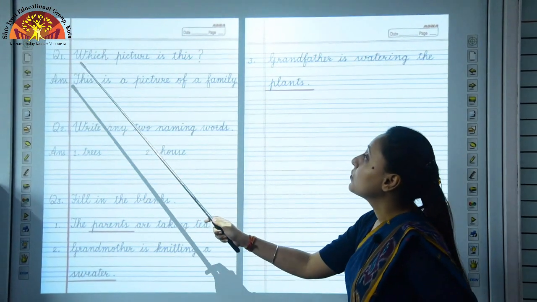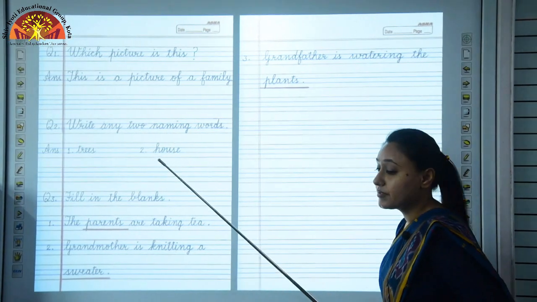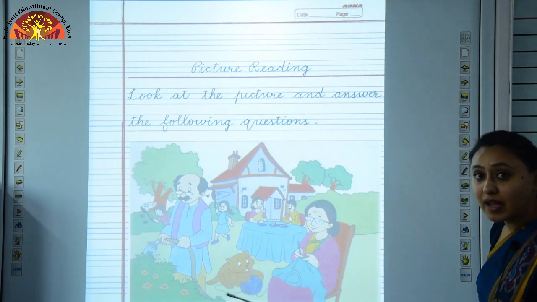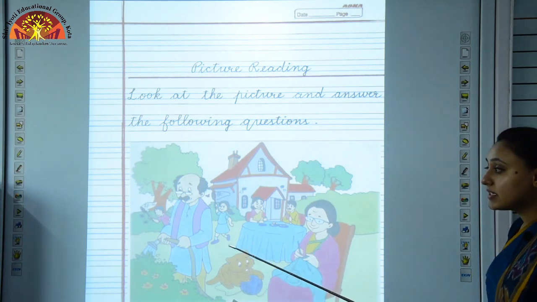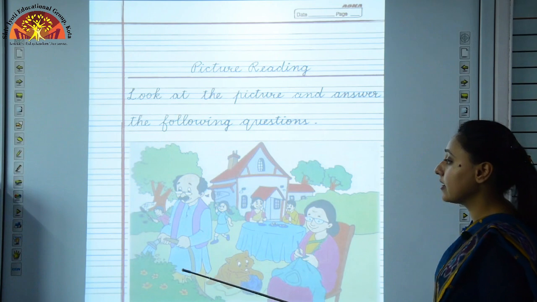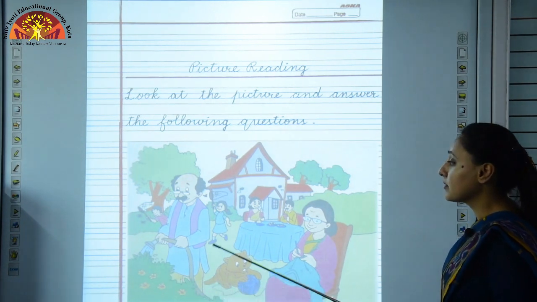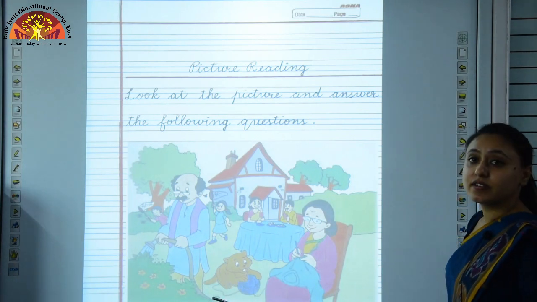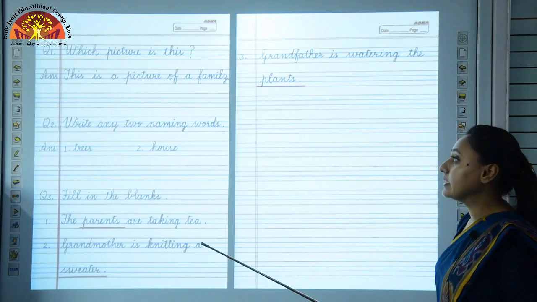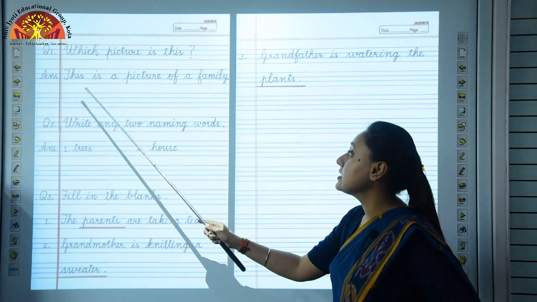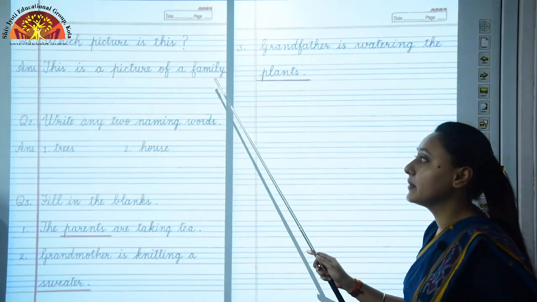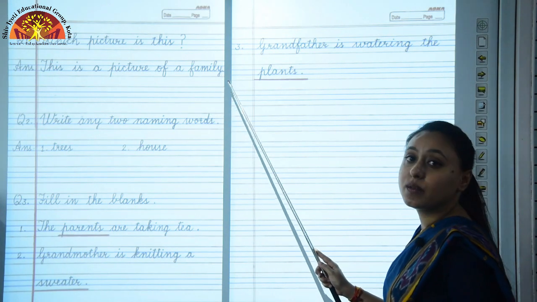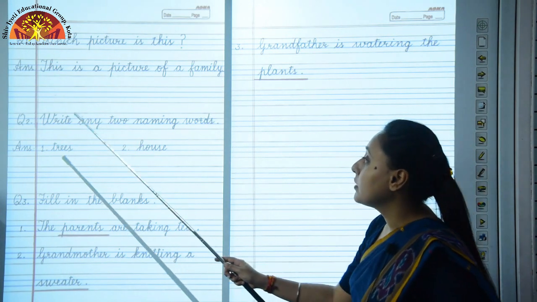Question 1 is, which picture is this? So children, we have seen here, this is the picture of a family. Here everybody is there in the family, grandmother is there, grandfather is there, mother is there, father is there, children are playing, cat is also here. So this is the picture of a family. So the answer is, this is a picture of a family. Spelling of family is family. Okay.